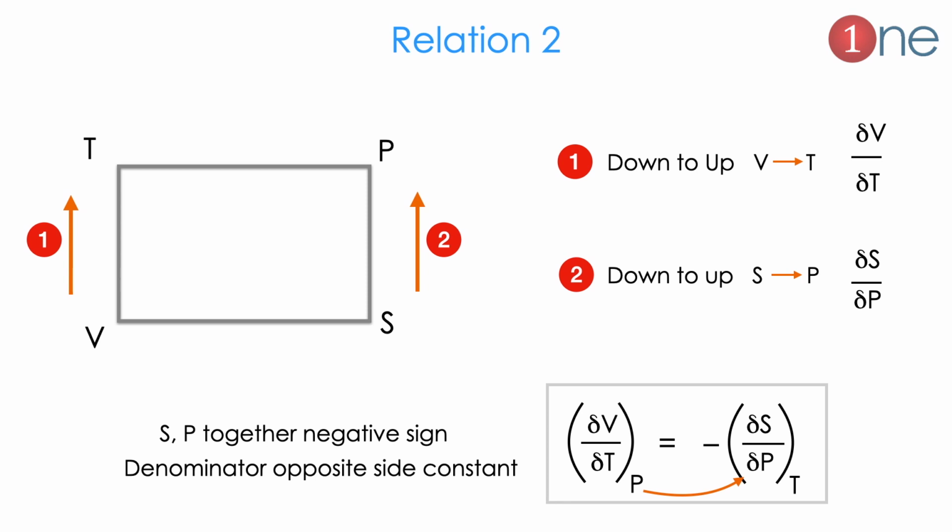Similarly, for relation 2, we will take down to upside, or bottom to upside, where V is at the bottom and T is on top. So V to T, so dou V by dou T. Second is S to P, which is dou S by dou P. So here also S and P come together, so we write a negative sign. So dou V by dou T equals minus dou S by dou P. But the opposite sides will be the constants, so P and T will be the constants here. So the second relation is easy like the first relation.